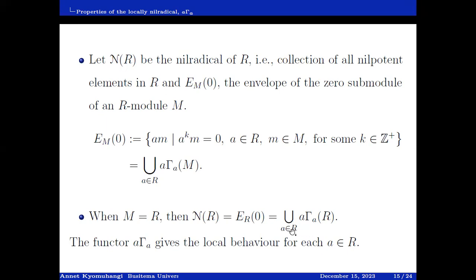And actually, this is where our title comes from, because we find that this nilradical can now be studied locally. How? Just look at this A gamma AR, study it, get its properties, and then take the union of all these. You will come up with the nilradical. So you're looking at it for each element of the ring, and so you're basically looking at the nilradical locally. That is why we defined this functor of ours to be the locally nilradical. So this functor A gamma A generalizes both the nilradical and the A torsion functor.